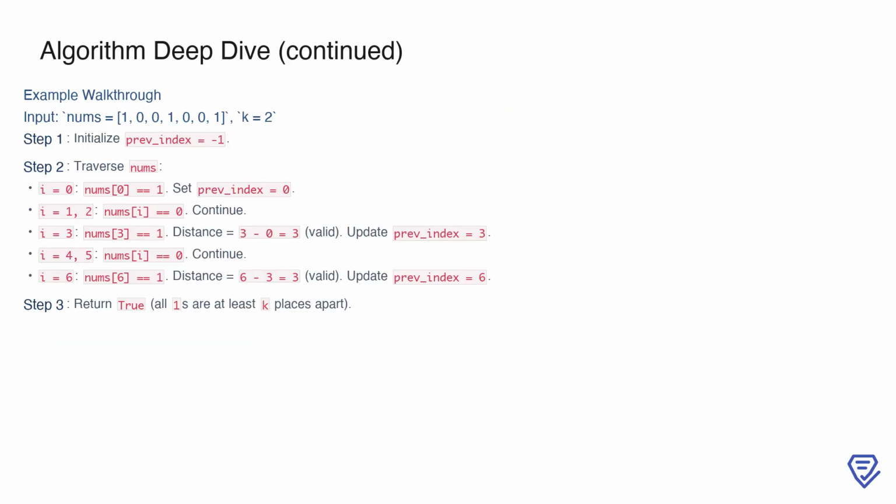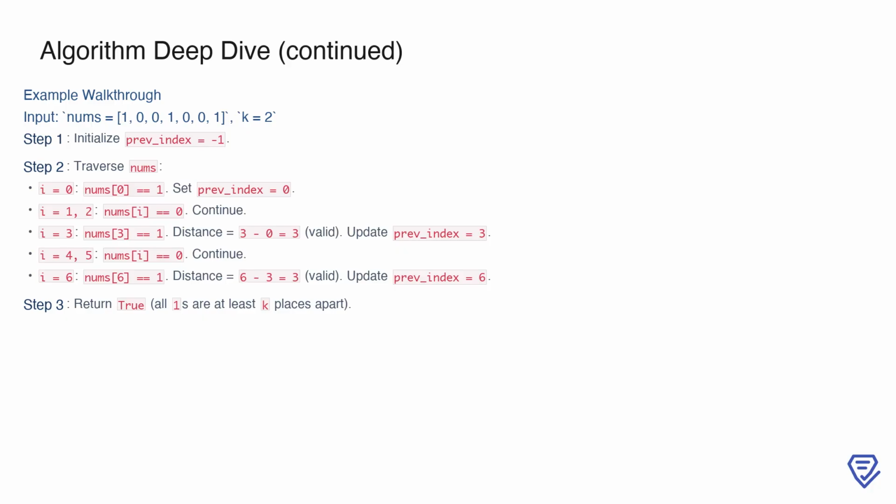To better understand the optimized approach, let's walk through an example. Consider the input array nums equals 1, 0, 0, 1, 0, 0, 1 with k equals 2. Initially, we set prev_index to -1. As we traverse the array, we encounter the first one at index 0 and update prev_index to 0. The next two elements are 0's, so we skip them. At index 3, we find another one.